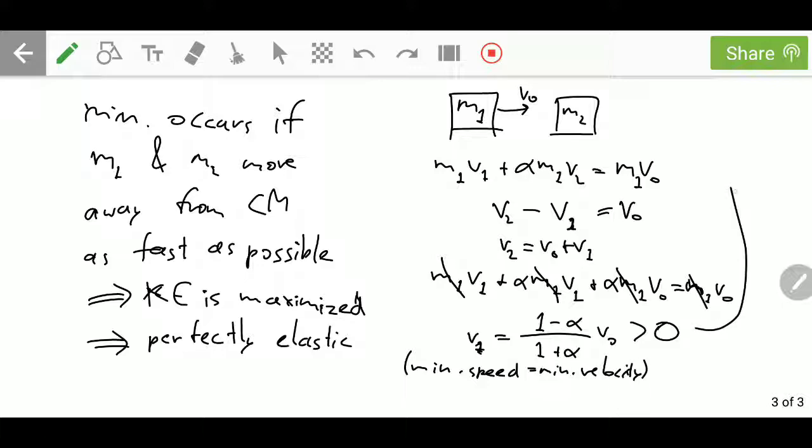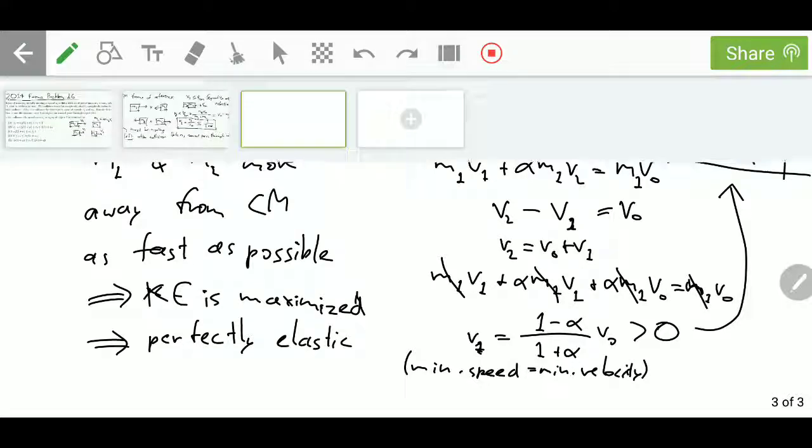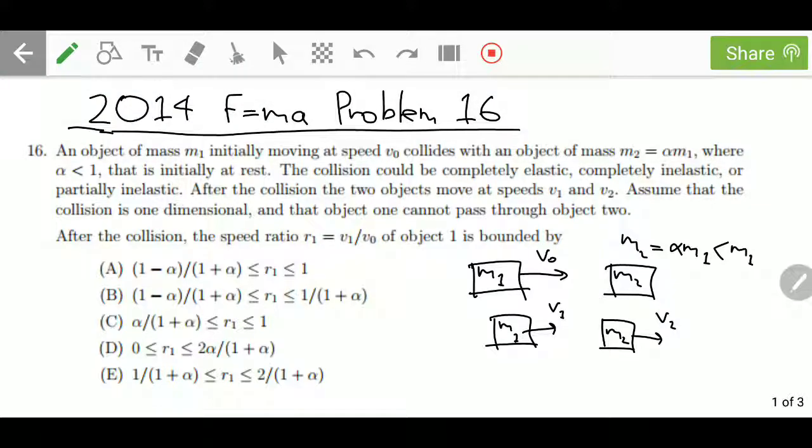And thus we see that R1, which is v1 over v naught, is greater than or equal to 1 minus alpha over 1 plus alpha. And thus we have these two bounds, and clearly anything between those two bounds is possible if we have a different share of how inelastic the collision is. And so R1 lies between 1 minus alpha over 1 plus alpha and 1 over 1 plus alpha. And thus we get that option B is our answer.